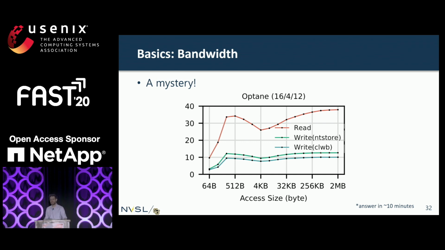What we see is peak bandwidth at 256 bytes if we're talking about writes, 512 bytes if we're talking about reads. And then we have this valley that hits rock bottom at 4K. And then we come back up as we climb out of the 4K. This valley occurs in both reads and writes using non-temporal stores and writes using a store plus a cache line write back. So this really does seem to be something that's fundamental with the performance of the device, and I'll give you the answer to why this occurs in about 10 minutes.